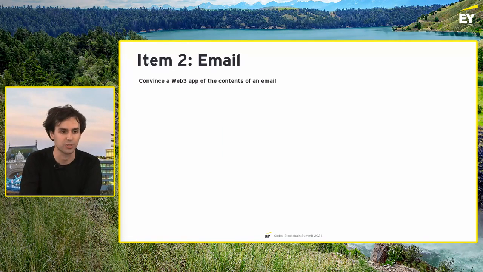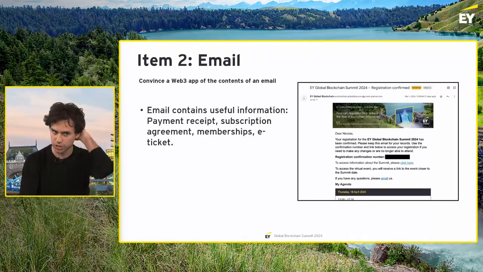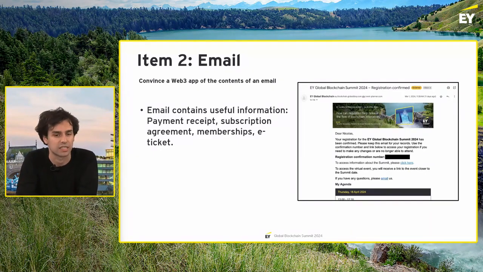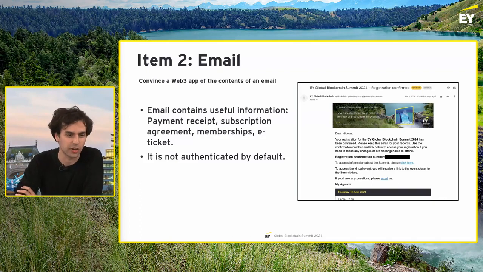Second item that Alice wants to bring is an email. She wants to convince a Web3 app of the contents of an email. And why would she want to do that? Well, emails contain useful information. They could be receipts, they could be subscription agreements, tickets. So here I have actually my registration for this event. And if I could prove that I've received this email, I can prove that I am actually someone attending the event. The problem is email is not authenticated by default. Email is just plain text.